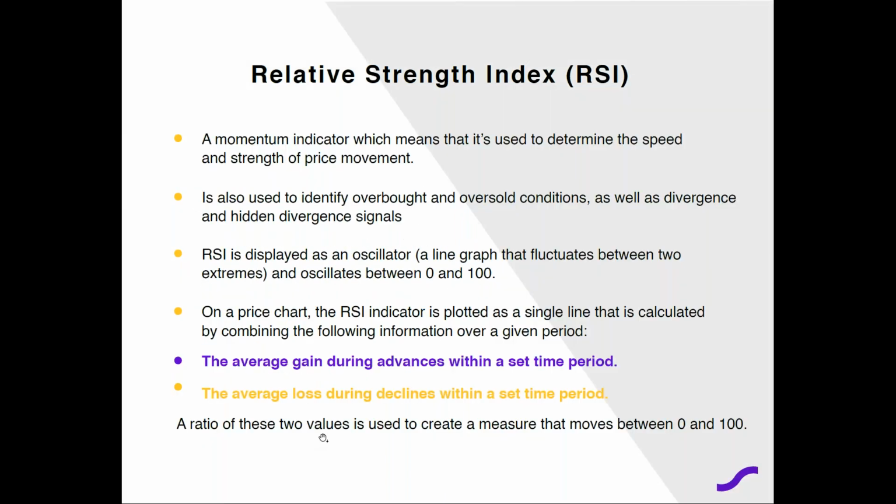So the relative strength index is basically a momentum indicator, which means that it is used to determine the speed and strength of the price movement. It is also used to identify overbought and oversold conditions, as well as divergence and hidden divergence signals. RSI is displayed as an oscillator, a line graph that fluctuates between two extremes. The oscillator is between 0 and 100. 0 and 100 on the RSI levels are extreme levels.